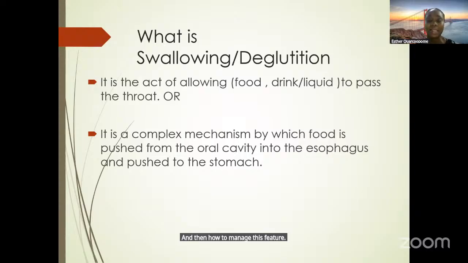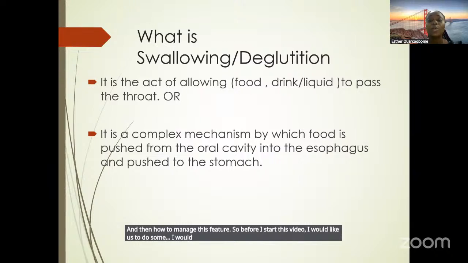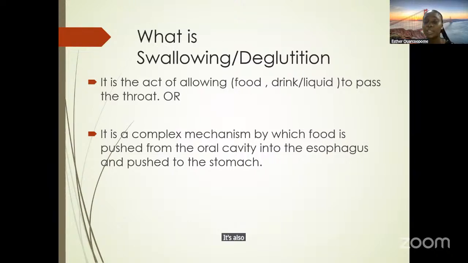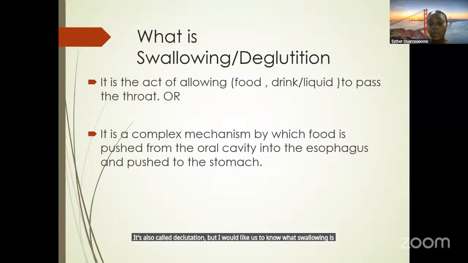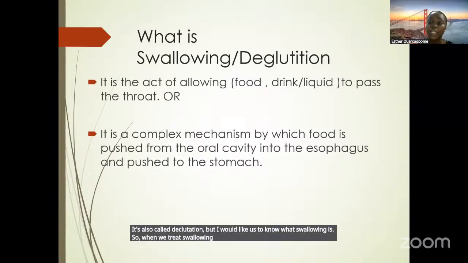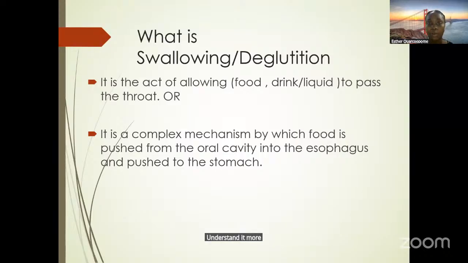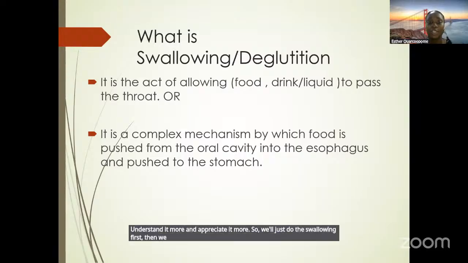So before I start dysphagia, I would like us to know swallowing first. It's also called deglutition, but I would like us to know what swallowing is. So when we treat swallowing and then I get to dysphagia, you will get to understand it more and appreciate it more. So we'll just do this swallowing first, then we'll go to dysphagia.